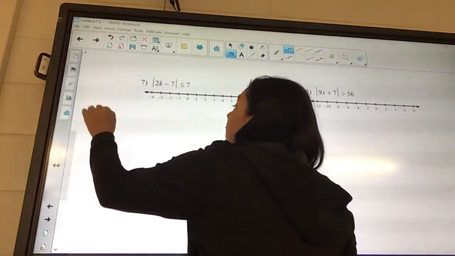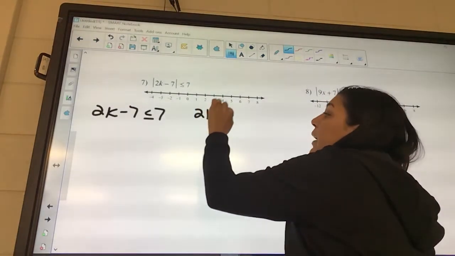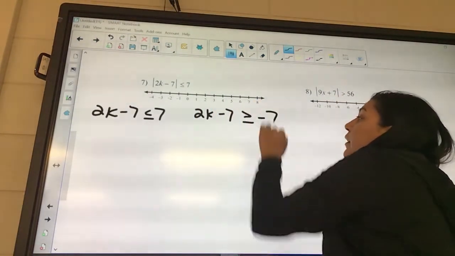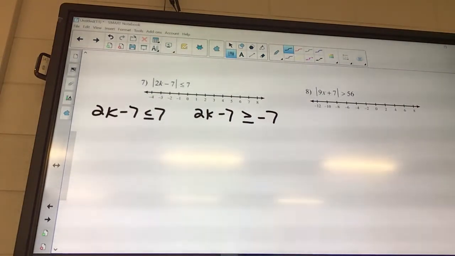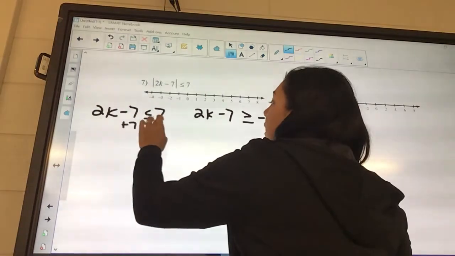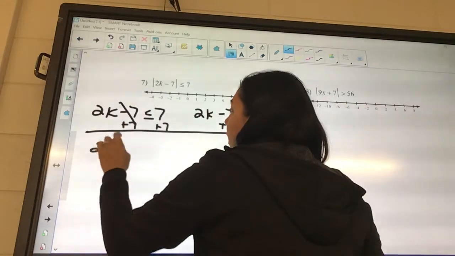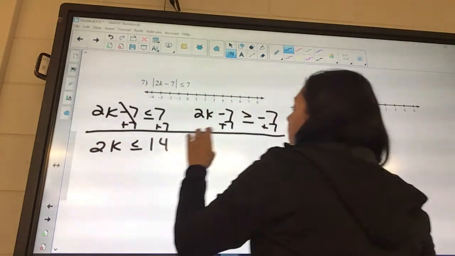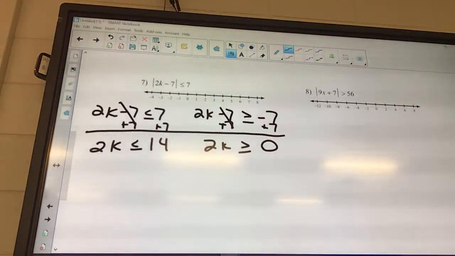Okay, look at 7. I got 2k minus 7 is less than or equal to 7. 2k minus 7 is greater than negative 7. Okay, so what do we need to do? Plus the 7. Look, I'm going to get this problem right this time. 2k, we got 14, 2k, and 0. Okay, and then what? Divide by 2.